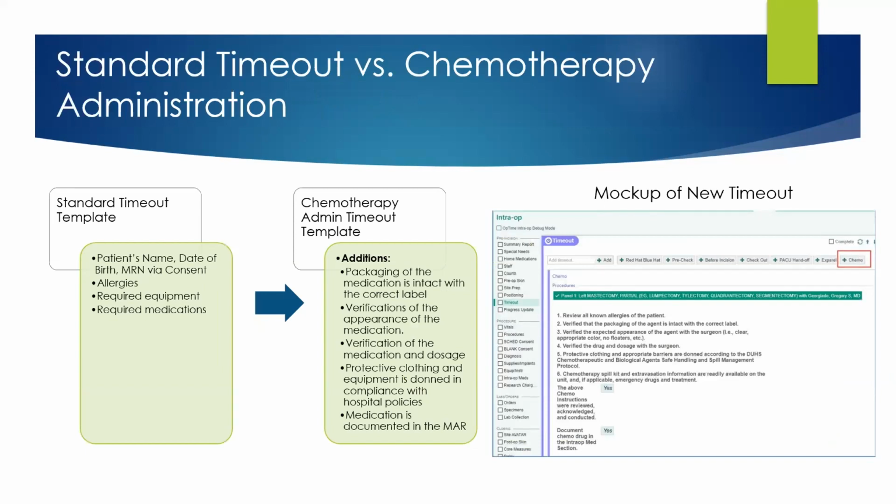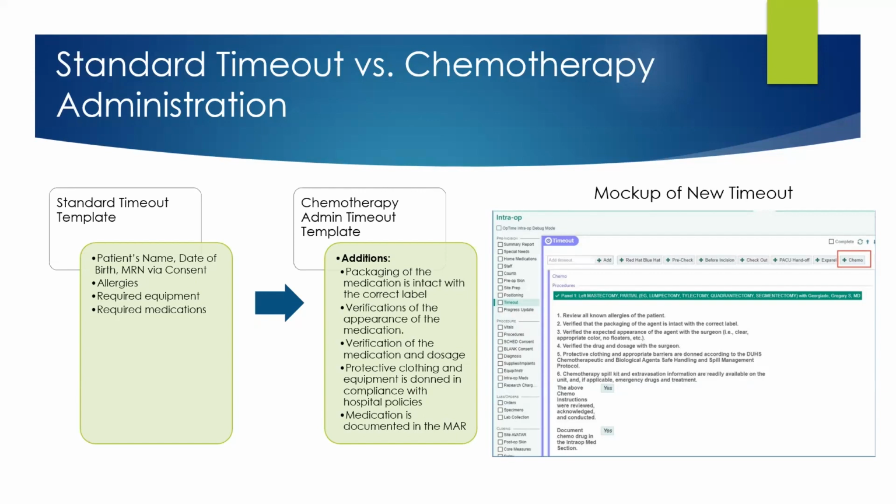Using the standard timeout template, analysts were able to create and add additional information in order to create a new timeout. At the right is the mock-up for the new timeout that was created during the development of this testing process. This included things like packaging of the medication being intact, verification of the appearance of the medication. Was it cloudy? Is it clear?